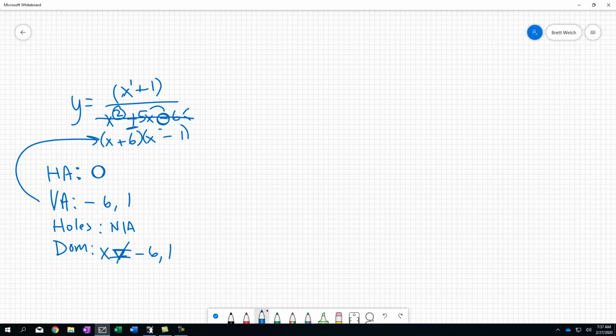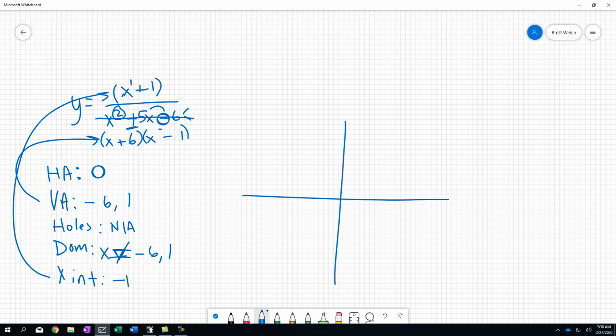And then last would be our x-intercepts, which are when the top is equal to 0. That would be at -1. Again, we can produce most of our graph without ever going to the calculator. Over here at -6, I'm going to have a vertical asymptote, and at +1, we'll have a vertical asymptote. Horizontal asymptote right through 0, and we're going to cross the x-axis at -1.